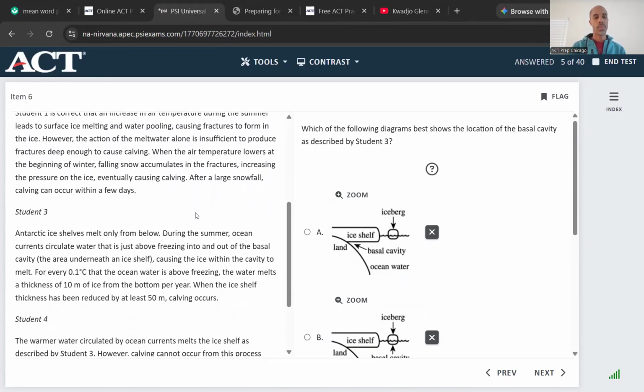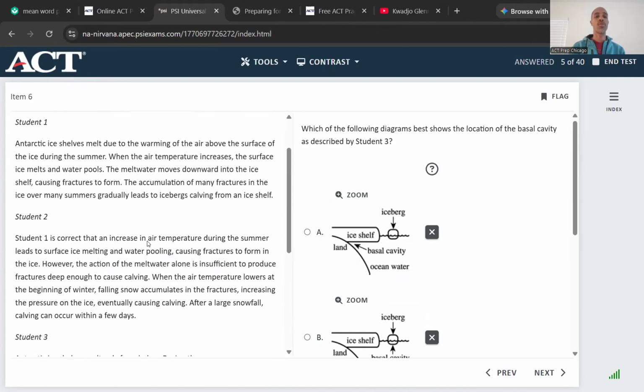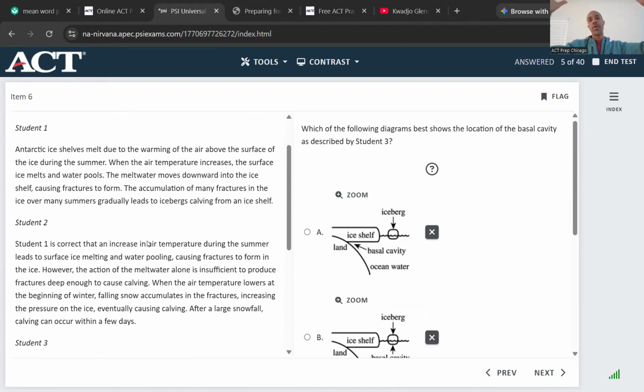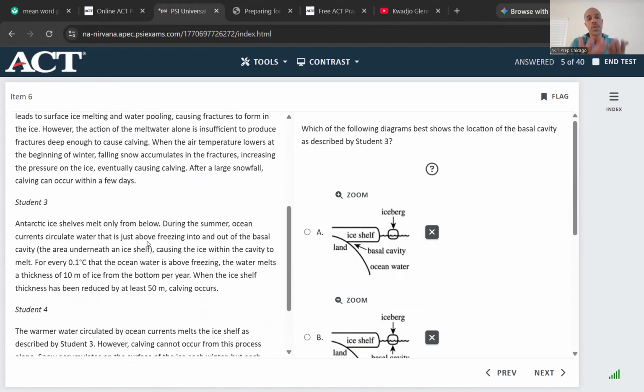Student three says Antarctic ice shelves melt only from below. Okay, so student three is different from one and two. One and two say it's the air temperature above that causes the melting, and then the snow falling through the cracks of student two. Student three says no, it's the heat from below.